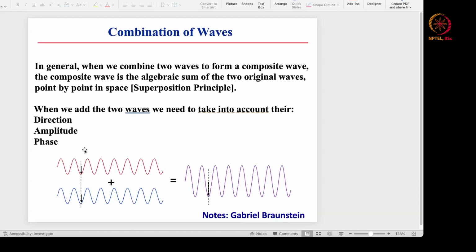These waves are in phase with each other. They almost have the same amplitude and the same direction. As a result, the resultant wave is amplified. It's basically the algebraic sum of the two original waves, where the amplitude is doubled. Essentially, the phase remains the same and the direction also remains the same. So this is what you get with the principle of superposition, which is nothing but the algebraic sum of the two waves.